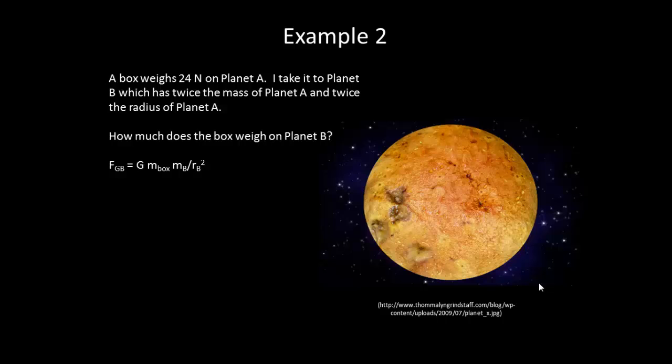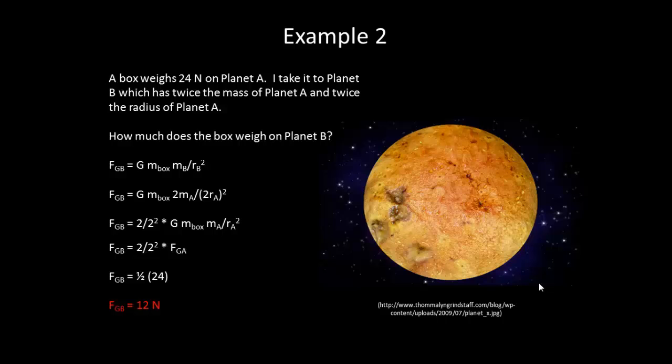Well, the force of gravity on B is going to be equal to big G times the mass of the box times the mass of planet B over the radius of planet B squared. We can replace the mass of B with 2 times the mass of A and replace the radius of B with 2 times the radius of A. Now, if I pull out these factors, I end up getting 2 divided by 2 squared times the force of gravity on A. So I end up getting 1/2 of what the weight of this box was on planet A, or 1/2 of 24, which gives me 12 newtons.